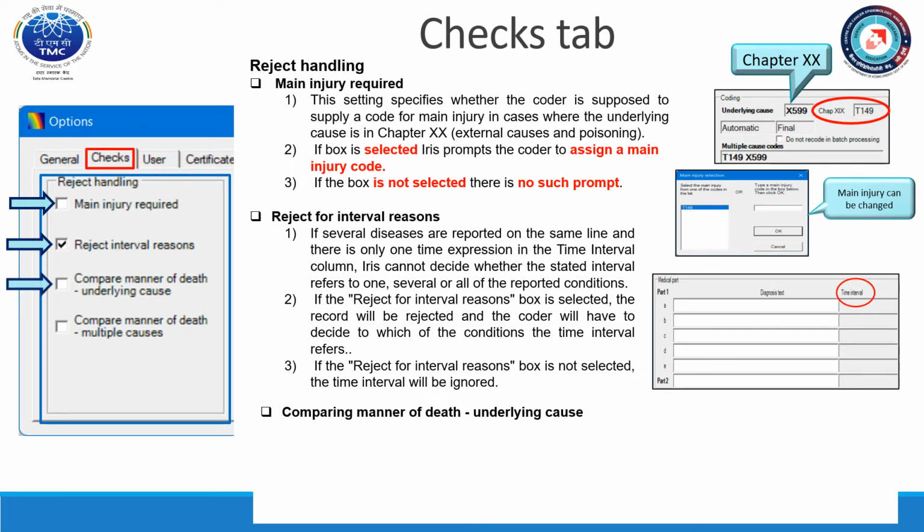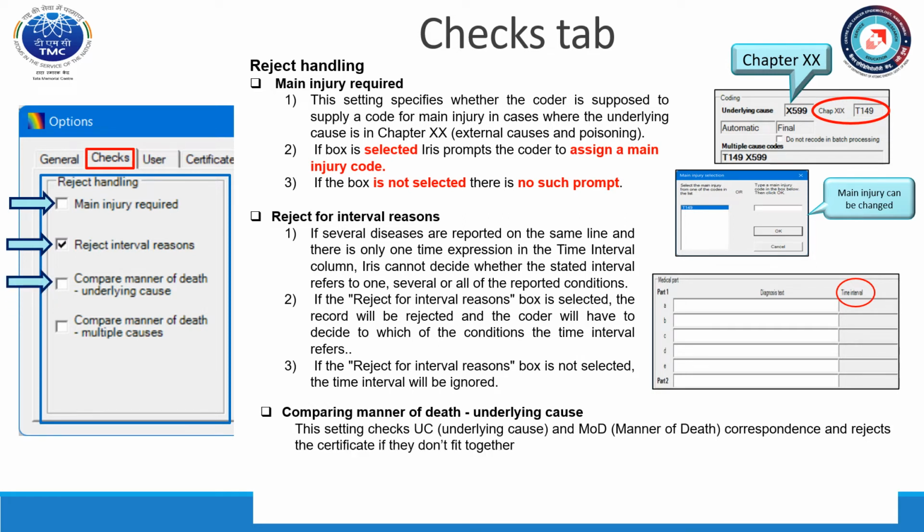The comparing manner of death, underlying cause setting checks underlying cause and manner of death correspondence and rejects the certificate if they don't fit together. For example, in case of suicide, the underlying cause should fall between ICD-10 code X60 and X849 or should equal Y870.